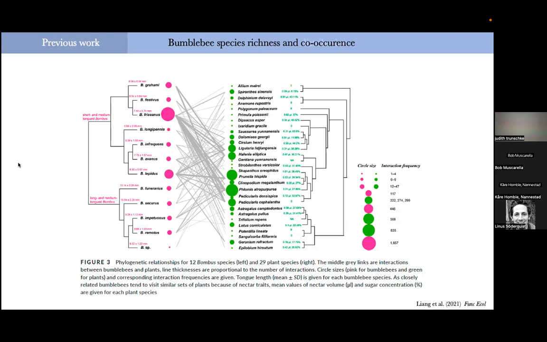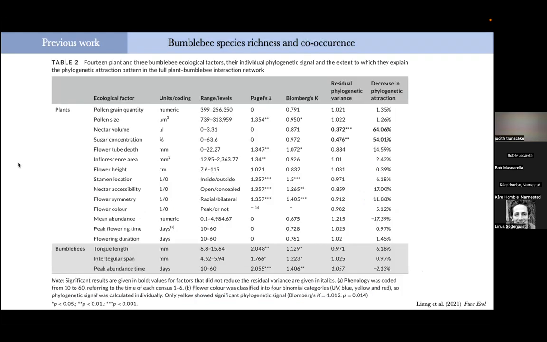What you found in this analysis is that the phylogenetic history of the bumblebees actually defines the visitation pattern to the plants. So the closer the bumblebee species are related, the more they also share the plant species that they visit. But vice versa, that's not true. So it's not like the similar plant species that share phylogenetic history, so they are closely related, do not share the same bumblebee pollinator species.